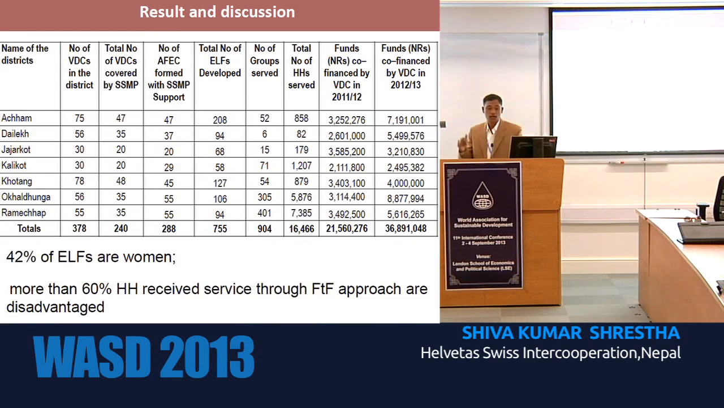From this, what we draw as inferences is that through this approach, more than 378 VDCs have institutionalized this approach at the local level, and there is co-funding from different donors as well as from the government side, and more than 755 experienced leader farmers have been developed. Out of that, more than 42% are women, and more than 60% are from disadvantaged groups.